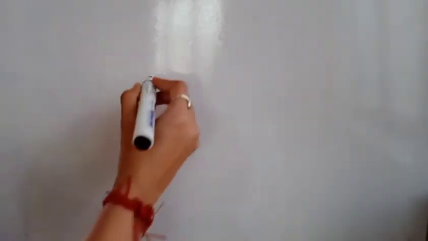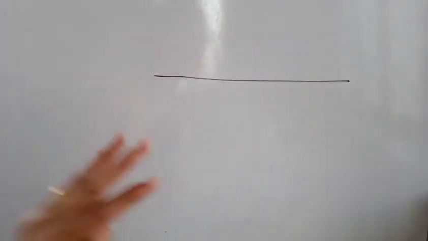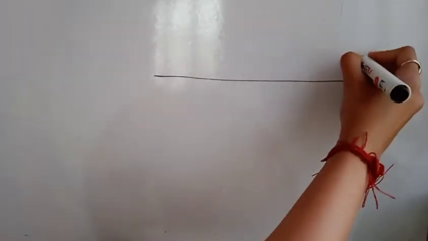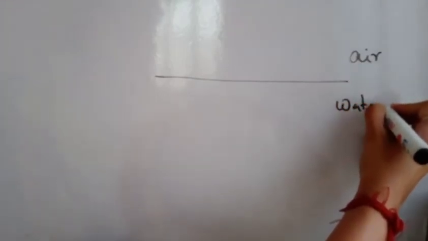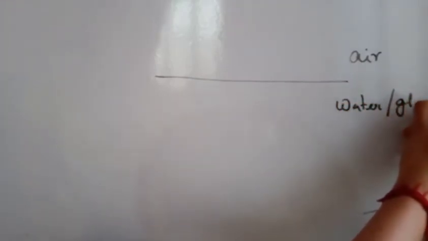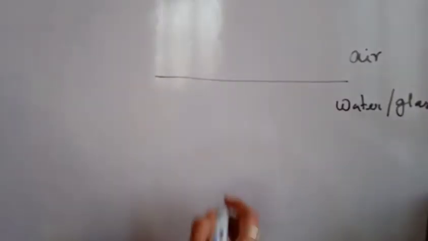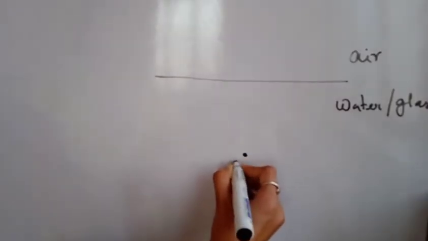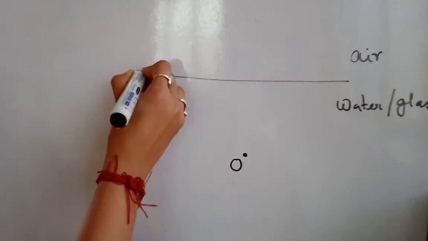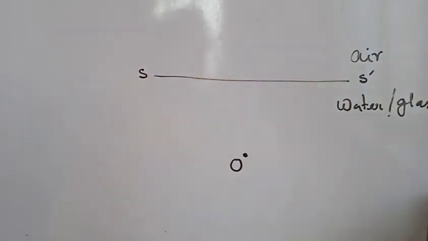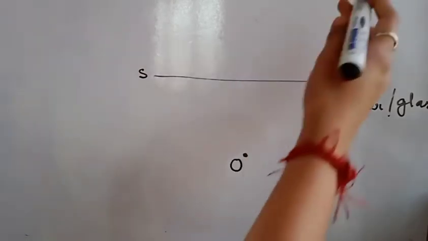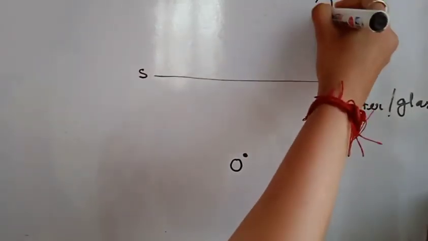So suppose this is the separating medium, that is, the separating surface which is separating two media, medium 1 which can be taken as air and medium 2 which can be taken as water or glass. So the object is in the second medium. Suppose the object is here, we can take it as O, and the separating surface is taken as S prime. So the object is at O and we are looking at it from air.